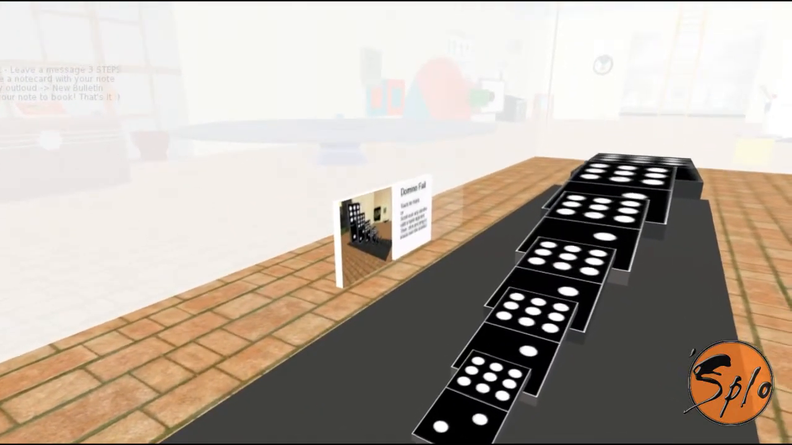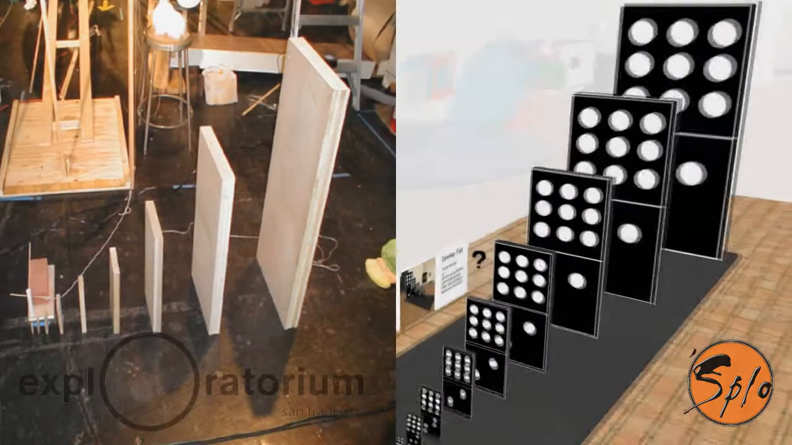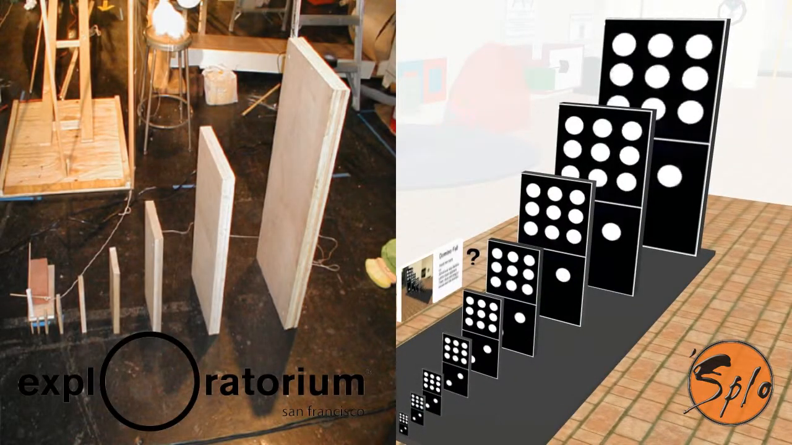Neat, huh? This exhibit is the virtual simulation of a real-world exhibit on chain reaction at the Exploratorium Museum in San Francisco, California. The virtual exhibit behaves the same way as the real exhibit.